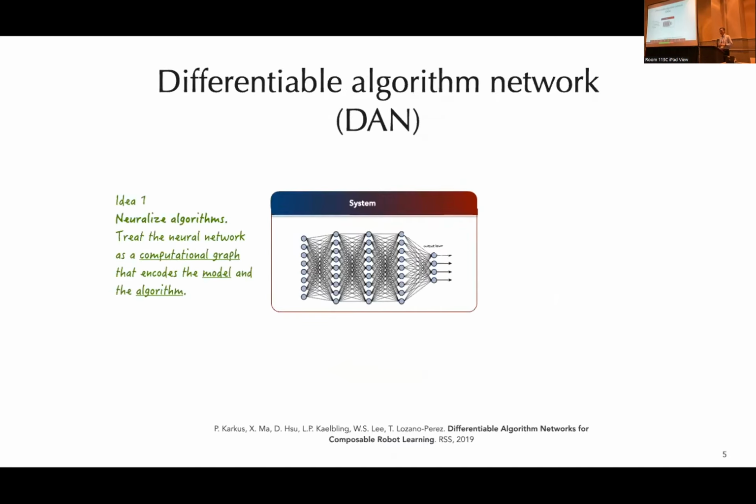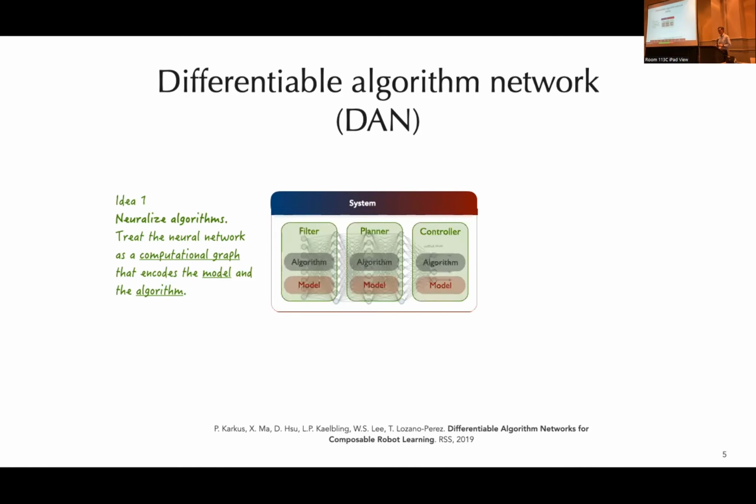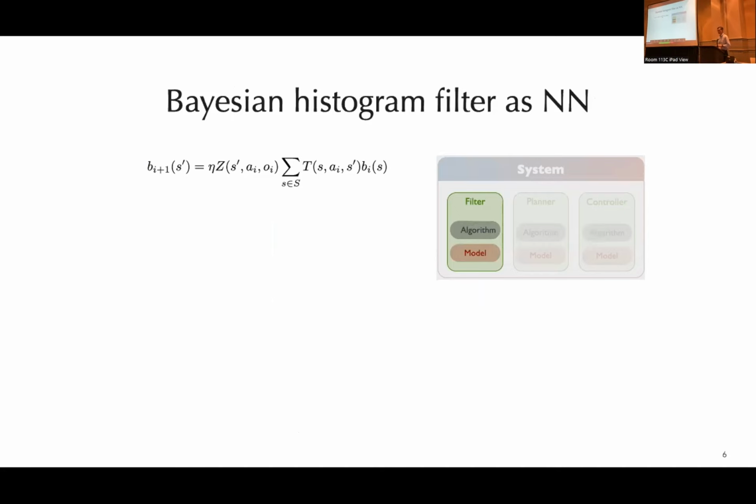To implement this idea, we are going to use the differentiable algorithm network, which we came up with a couple of years back. It has two parts. One is to neuralize the robot algorithm. What does that mean? That means that we treat the neural network as a computational graph. Every neuron just does some simple computation, and it's like a little programming language. We use this programming language to program our robot algorithm. It could be a state estimator, planner, controller, or whatever we want. This neural network will then encode both the model of the world as well as the robot algorithm that does the computation. Here's an example of that for state estimation: just a very simple example, a discrete Bayesian histogram filter, which is written over there.